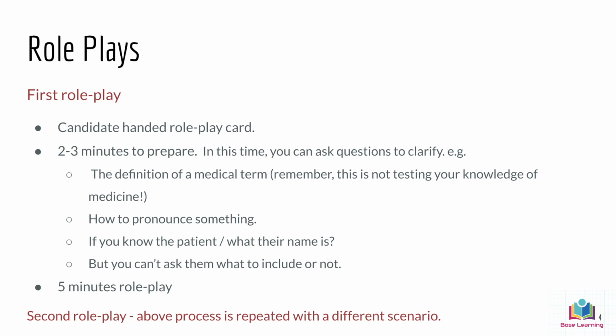Right, the role plays themselves then. You'll be given a card with the first role play on it, and OET says they give you 2 to 3 minutes to prepare. In reality, they always give you 3 minutes to prepare. During these 3 minutes, you can ask questions to clarify anything. And in fact, OET encourages you to ask questions. So if you don't know the meaning of a medical term, you can ask for the definition of the term.